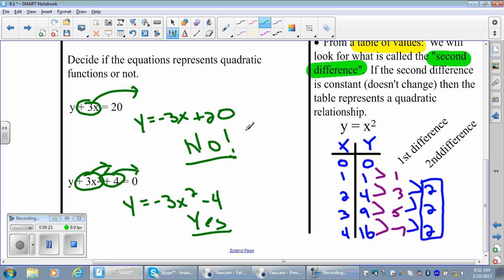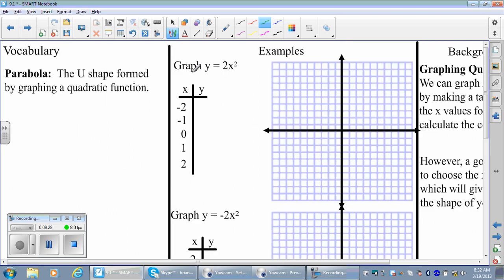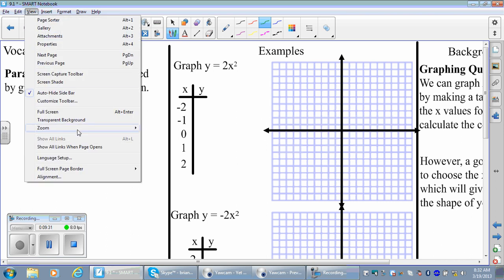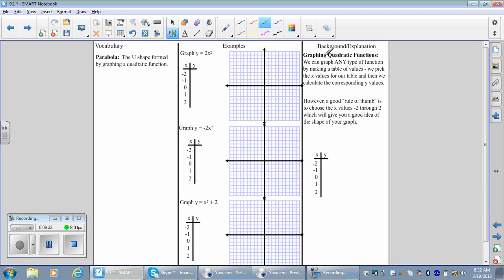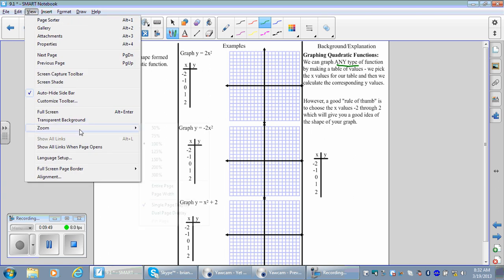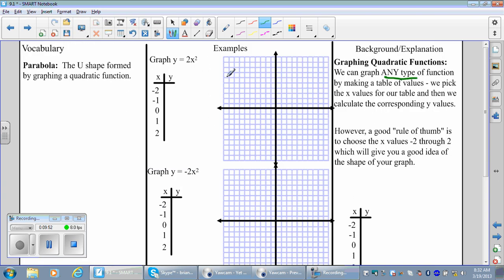All right, so there we've kind of looked at how do we determine if something's a quadratic. Now, let's look at the next page. How do we graph quadratics? Well, let's look over here in the background explanation area. It says we can graph any type of function by making a table of values. All right, we pick the x values, and then we calculate the corresponding y values. All right, now we're only going to do the first one on this page, and then we'll practice the other ones in class. But you need to add a squared right here. That was missing from your page. I apologize for that. So this first function is y equals 2x squared.